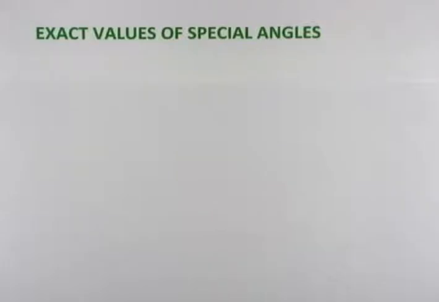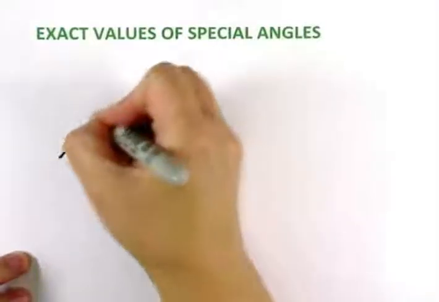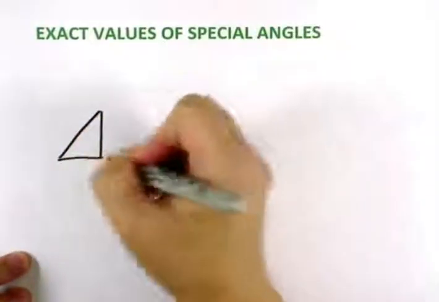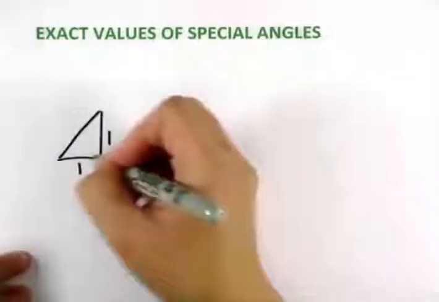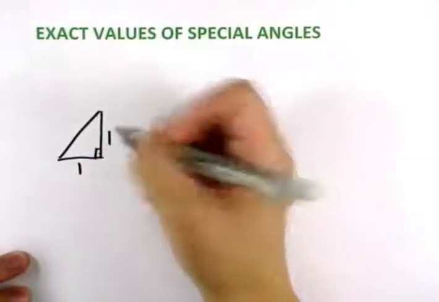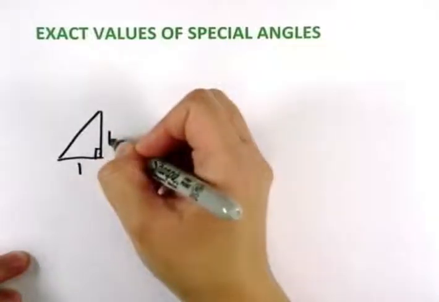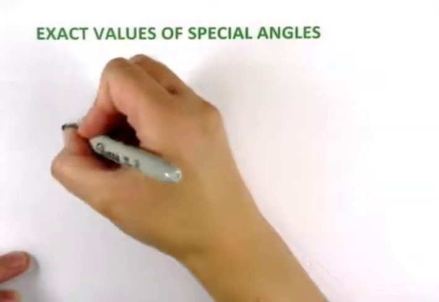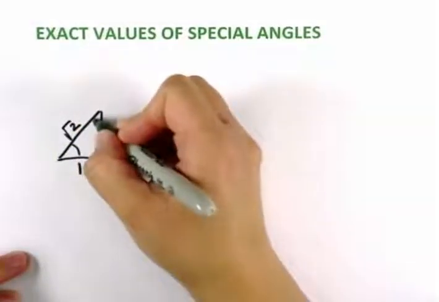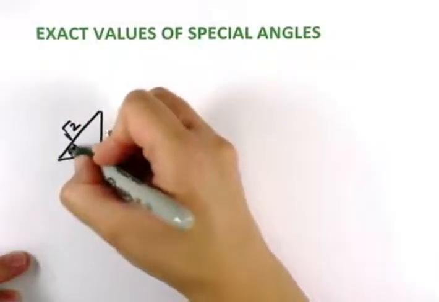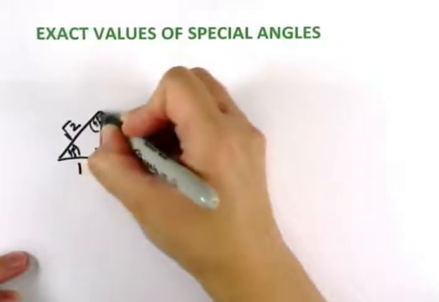One of them is using triangles. We have two special triangles. If I have a right isosceles triangle with legs 1 and 1, then 1 squared plus 1 squared is 2, so the hypotenuse is square root of 2. And those angles are 90 degrees, 45 degrees, and 45 degrees.